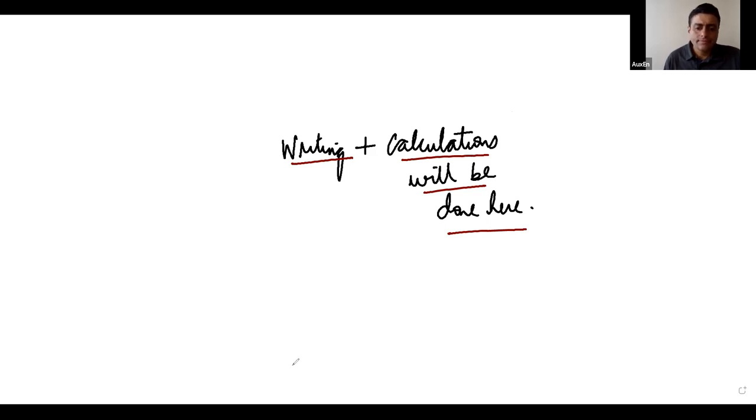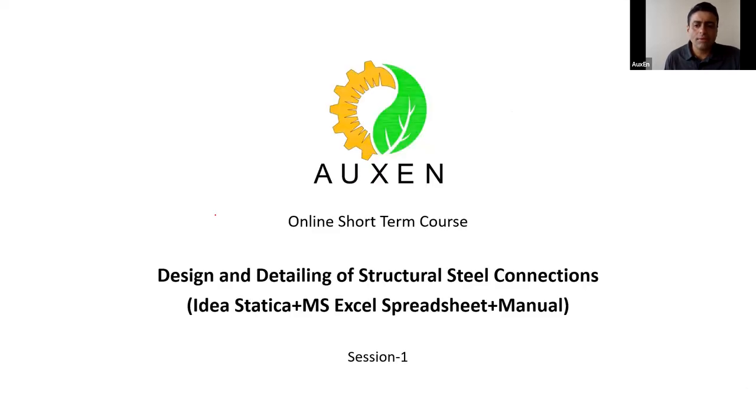So let us begin then, and let us start with a small presentation that we have made today. This will be the first and last presentation. Otherwise, we will just be doing calculations and all those things. One more thing, we would encourage you to make written notes, because we will not be providing any written notes to the participants. So it is requested that you sit with a pen, a notebook, and a calculator. We are going to do a lot of calculations.